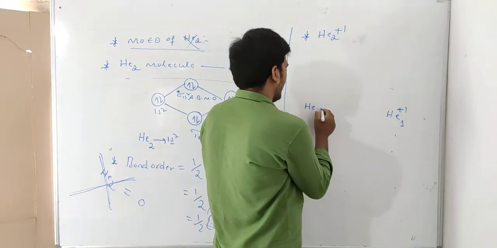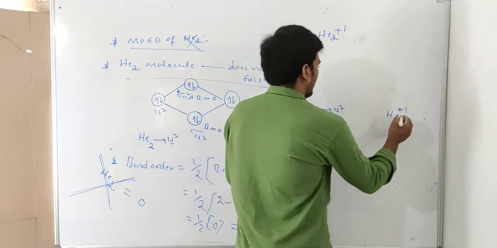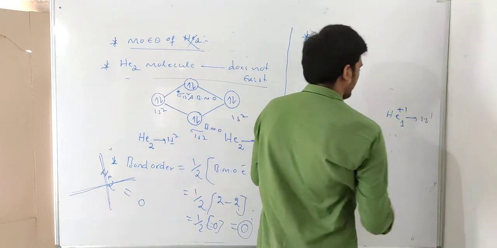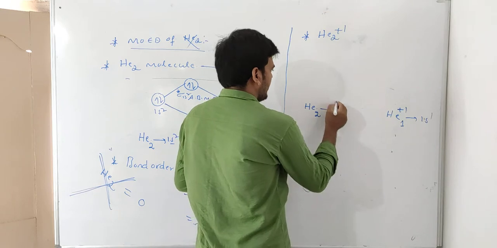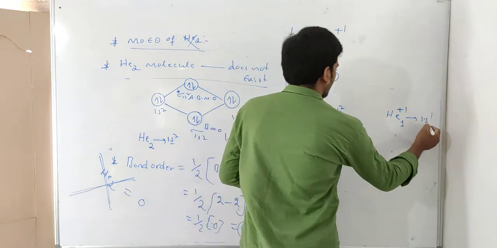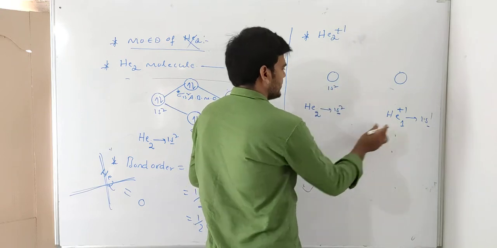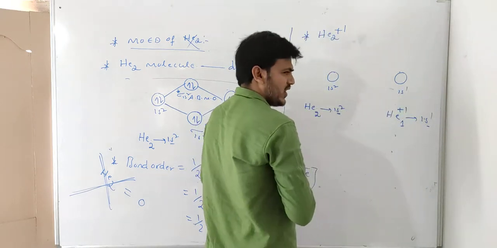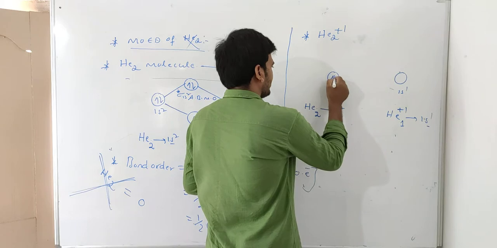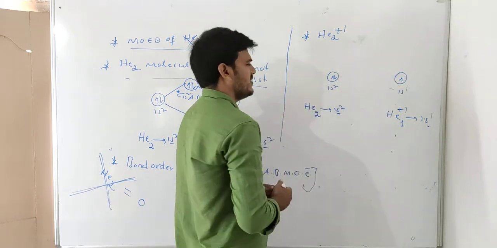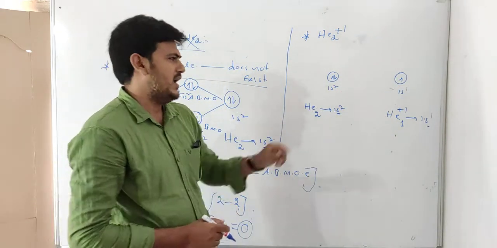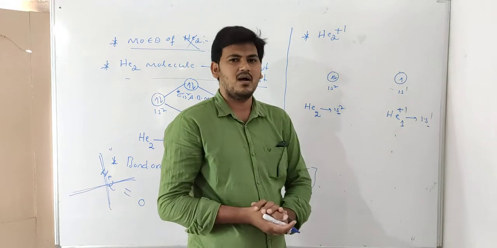And electron configuration 1s2. Next, electron configuration 1s1. So s orbital only 1, same s orbital only 1. So 1s2, 2 electrons. Next, 1s1, only 1. And these are atomic orbitals.